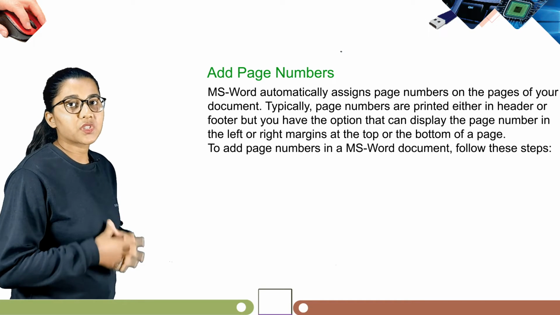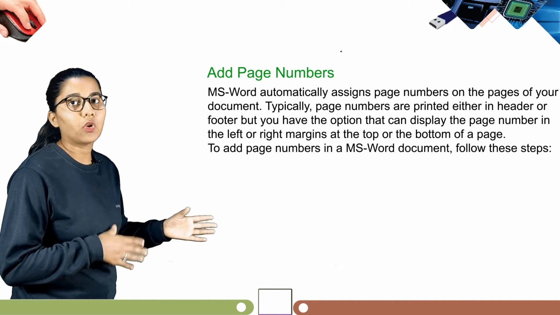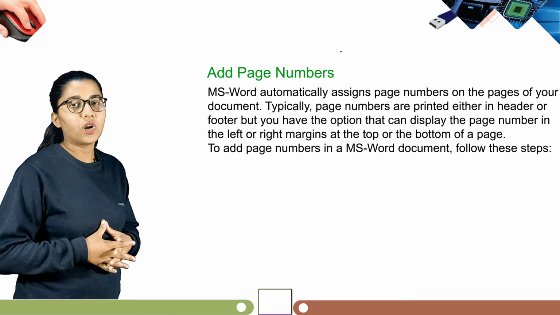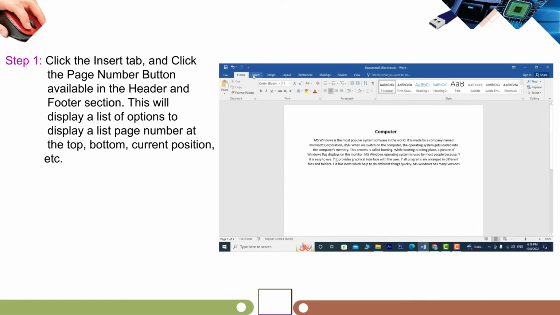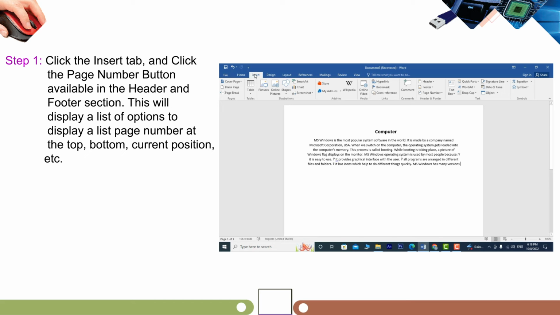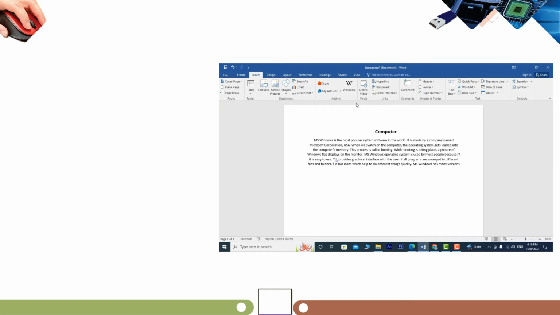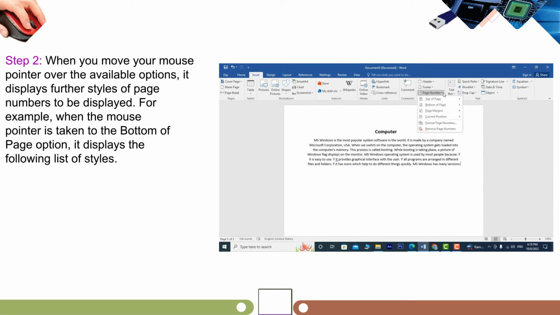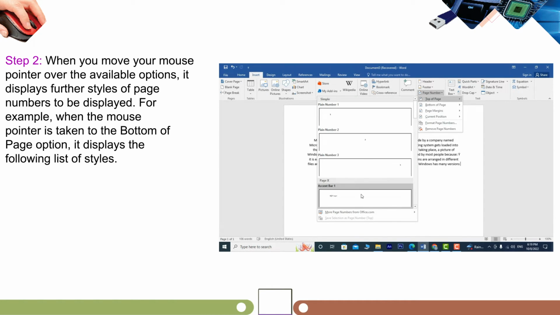Now, to add page number in MS Word document, follow these steps. So, our step 1 is click the Insert tab and click the page number button available in the header and footer section. This will display a list of options to display page number at the top, bottom, current position, etc. So our next step is when you move your mouse pointer over the available option, it displays further styles of page number to be displayed.